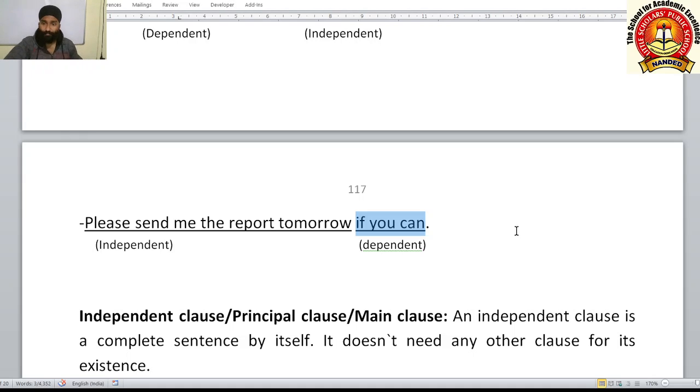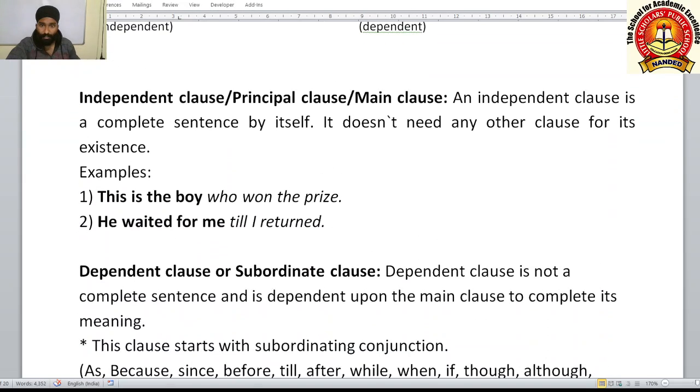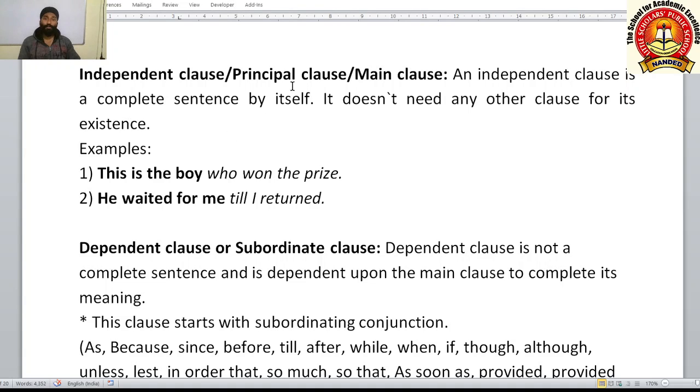But if you say, please send me the report tomorrow, along with this, then it will be meaningful. So this is a dependent clause and this is an independent clause. Now, what is an independent clause, or principal clause, or main clause? An independent clause is a complete sentence by itself. It doesn't need any other clause for its existence. It can stand alone and be meaningful.